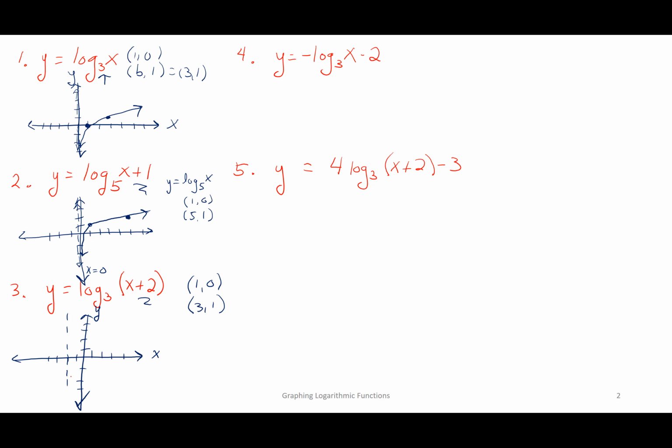Because by doing that, we make sure x is now negative 2 here, so we draw our curve correctly. Our 1 comma 0 moves to the left 2, so it becomes negative 1 comma 0, and our 3 comma 1 also moves to the left 2, which becomes 1 comma 1. And now we can go ahead and draw that curve in.